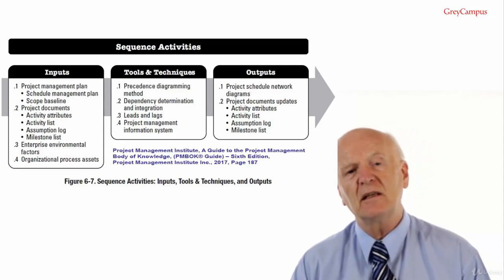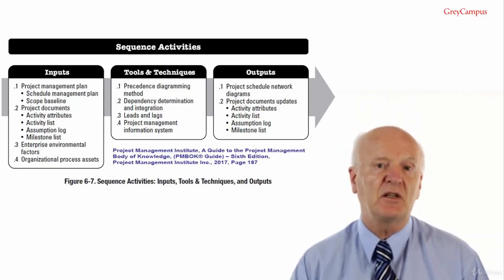Internal dependencies. These involve precedence relationships between project activities that are generally within the project team's control. For example, we can't glue the edges of wood until it has been sawn to length. Tools and techniques number 3, leads and lags.